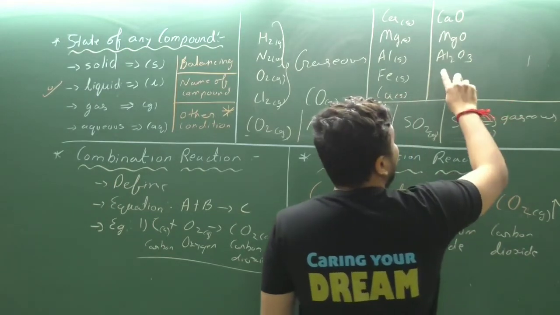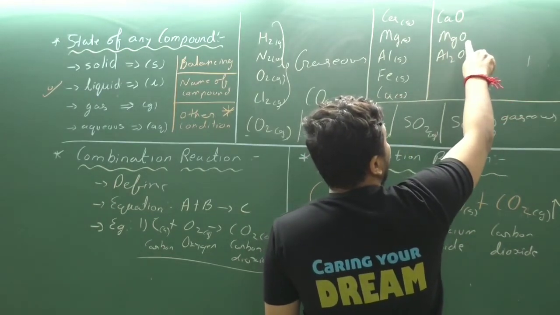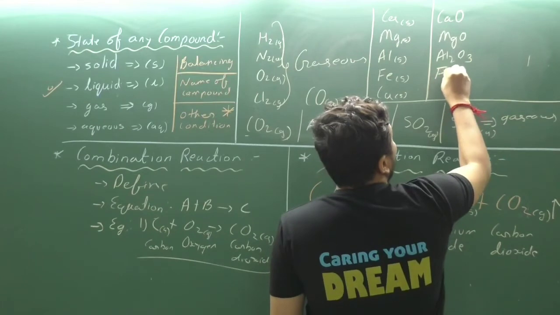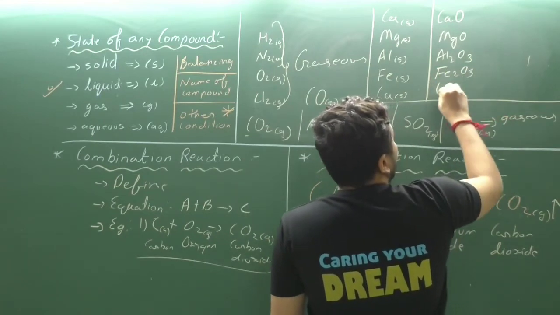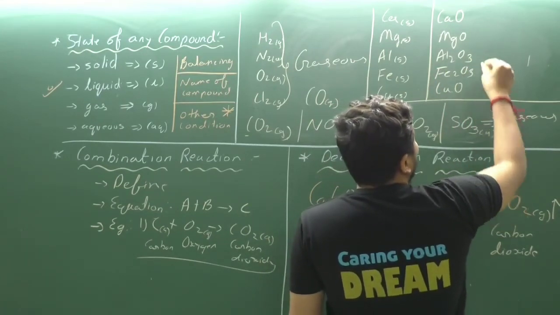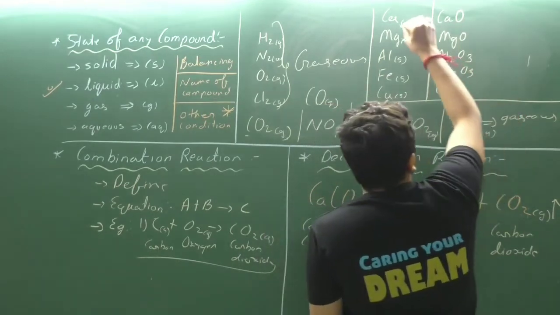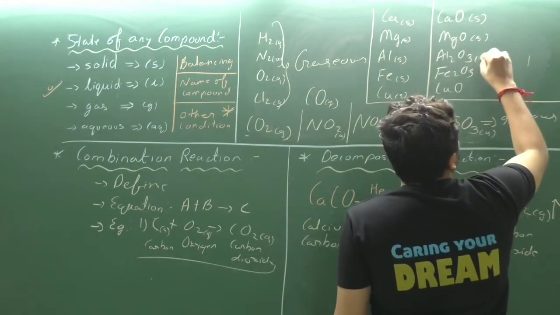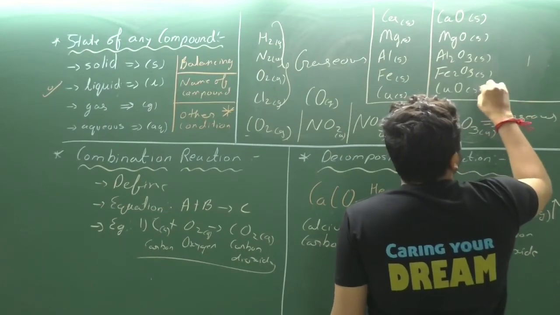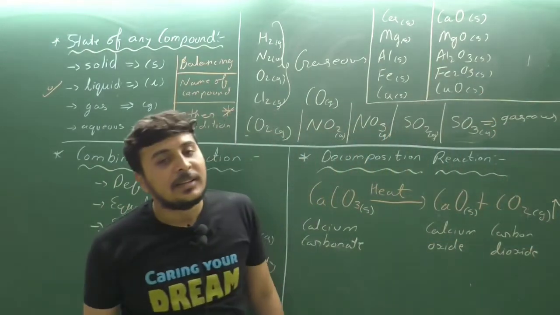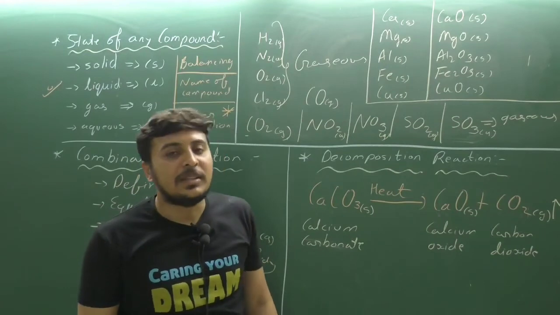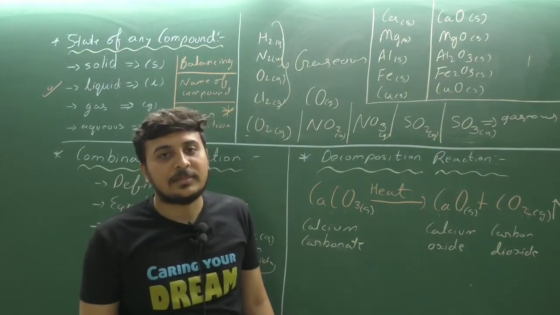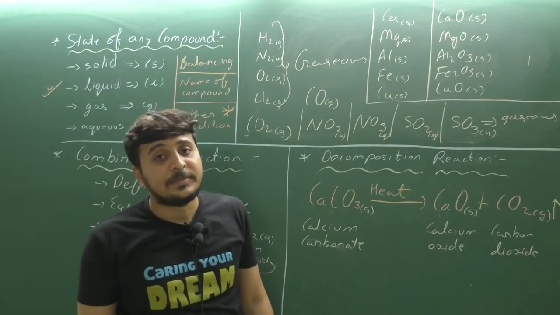Now the oxides of the metals, their compounds with oxygen: calcium oxide, magnesium oxide, aluminium oxide. The formulas will be different. CaO and MgO have the same formula, but Al2O3, Fe2O3, CuO. So these are the oxides. If the metals are in solid state, then their oxides will also be in the solid state. Clear? Getting it?